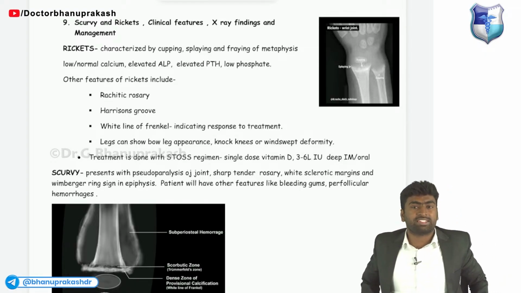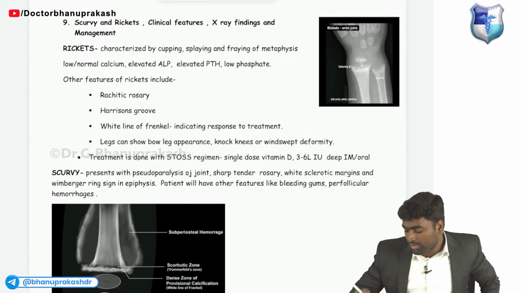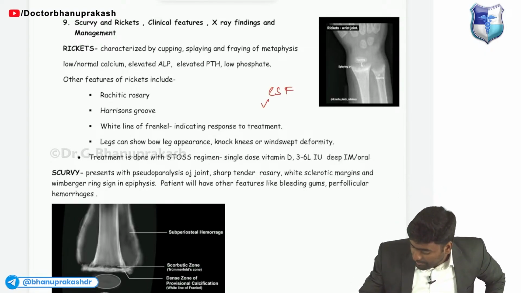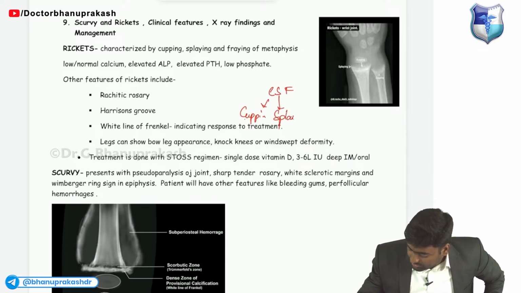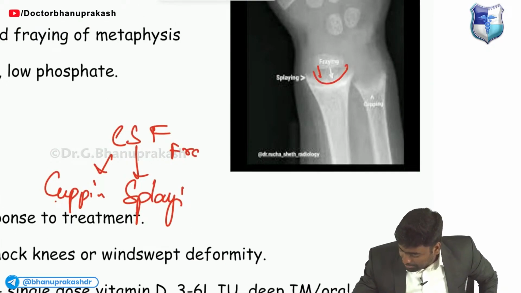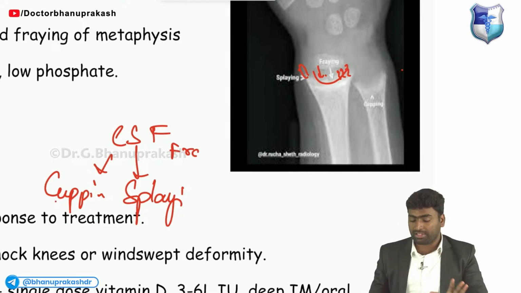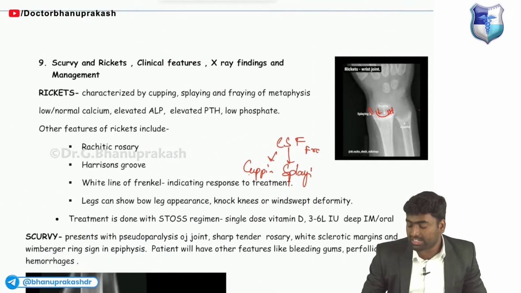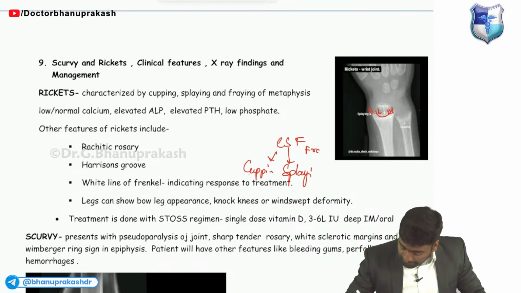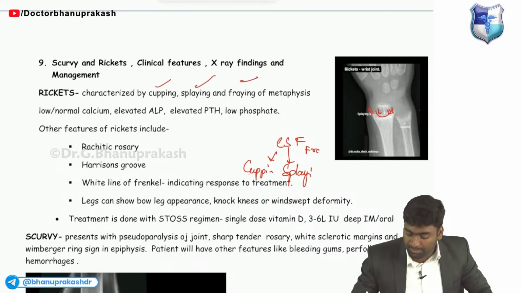And radiologically आप कैसे देखोगे? Radiologically you will see these 3 findings: cupping, splaying and fraying. ओके, कप बन रहा है, अंदर में थोड़ा थोड़ा फ्रेइंग है, फिर उसके बाद साइड में स्प्ले हो रहा है. All of this will be seen in case of rickets: cupping, splaying and fraying.